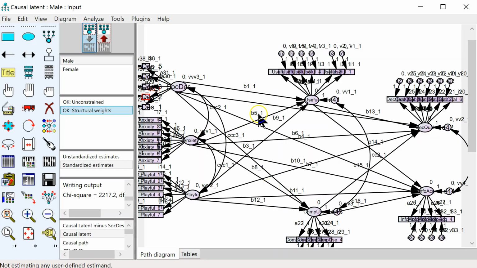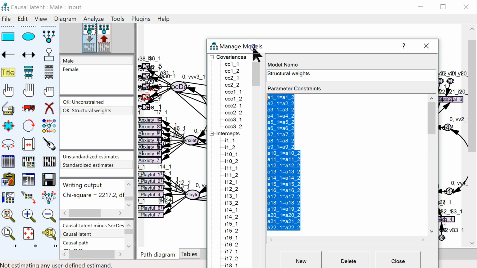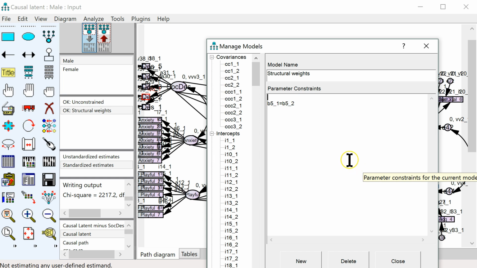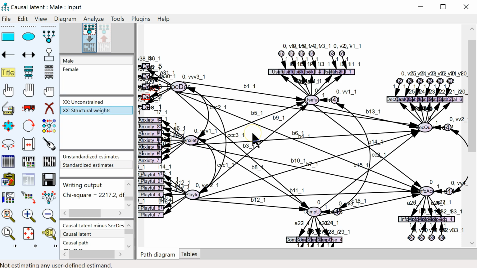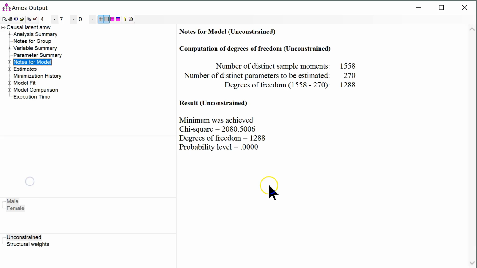So this is B5_1 and probably _2. So let's go click on this structural weights. And we're going to go find B5. Here's B5. I'm going to move this, Control X, and put it down at the bottom here. And then I'm going to grab everything else. Oof, that's a lot of stuff. And Control X that. Don't delete it, just Control X it. And hit close. So what we're saying is make everything estimated freely, only constrain this one path to be equal. And we're going to run a chi-square difference test to see if it's constrained to be equal, is that different than estimating it freely? Which is a test to see if we are different on those paths.